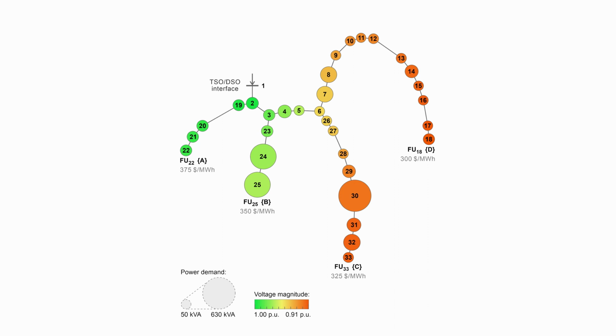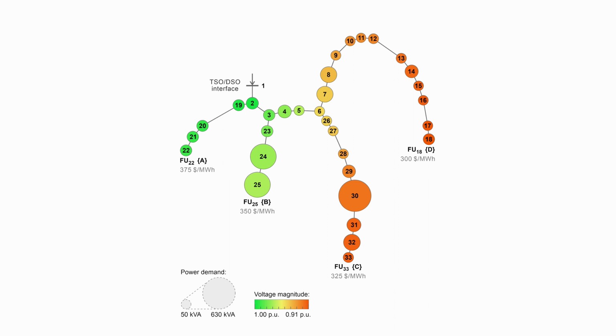The next thing that you can notice is that we use different colors to highlight the nodes, ranging from green to orange and red. These colors are used to show the voltage levels at each bus. For example, voltages at buses close to the primary substation, also called TSO-DSO interface in this study, are close to the nominal value of 1 per unit, and they are highlighted in green. But the further we move away from the primary substation, we have more and more voltage losses, and we see that voltages become quite low in this network.